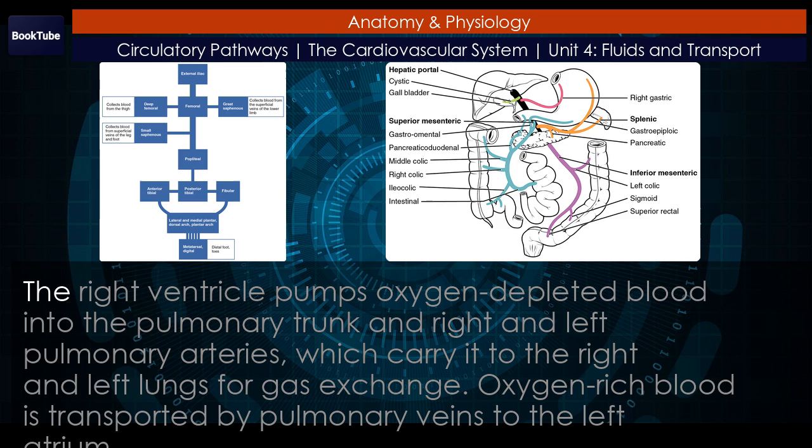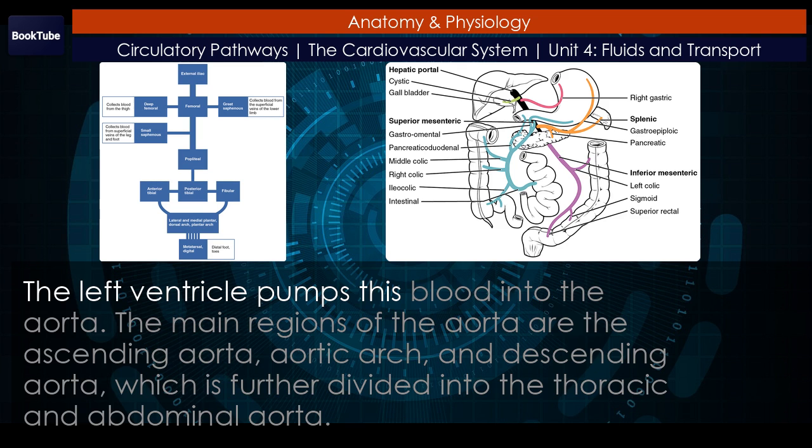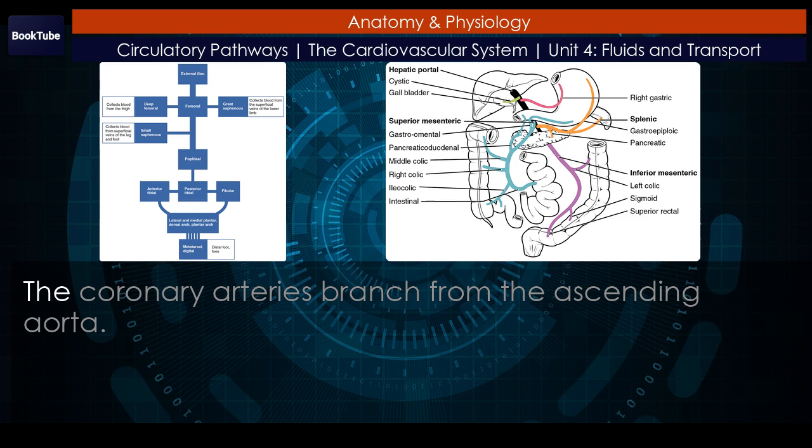Chapter review. The right ventricle pumps oxygen-depleted blood into the pulmonary trunk and right and left pulmonary arteries, which carry it to the right and left lungs for gas exchange. Oxygen-rich blood is transported by pulmonary veins to the left atrium. The left ventricle pumps this blood into the aorta. The main regions of the aorta are the ascending aorta, aortic arch, and descending aorta, which is further divided into the thoracic and abdominal aorta. The coronary arteries branch from the ascending aorta.